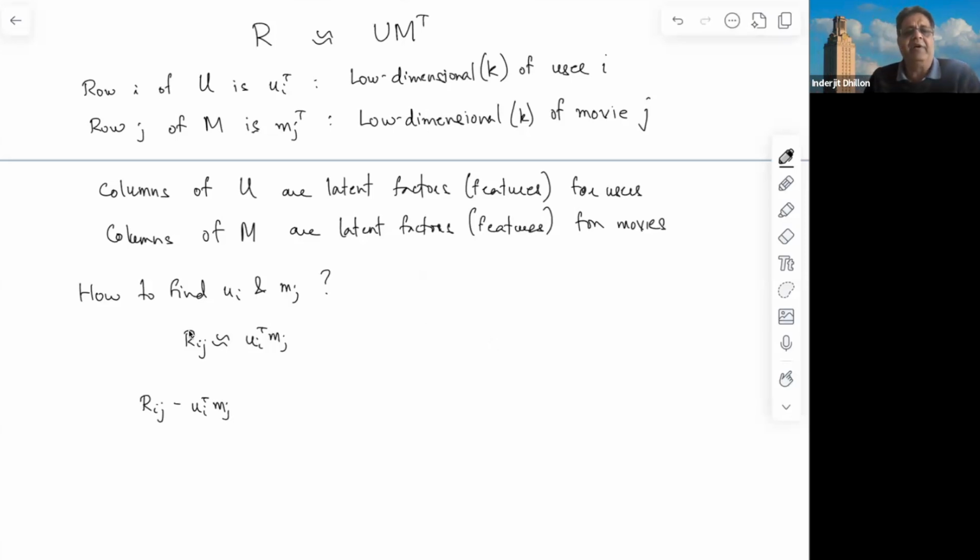So when I say that Rij is nearly Ui transpose Mj, then let me look at this, and somehow I can sum over all i, j, and then I can try to minimize this over all the u's. Now, how many u's are there? U1, U2, through UM. There are M users. And then I have movies, M1, M2, through Mn.